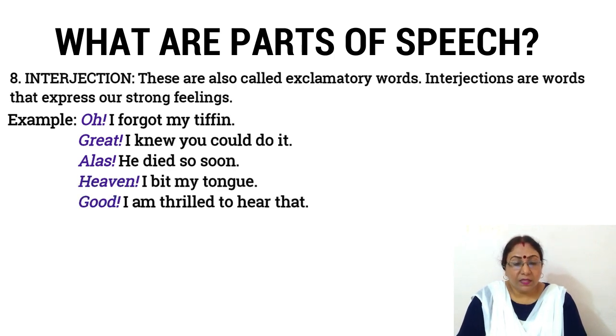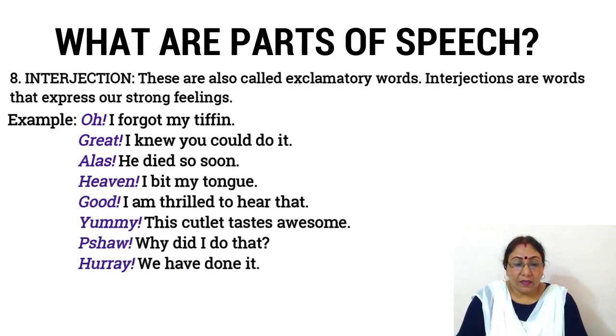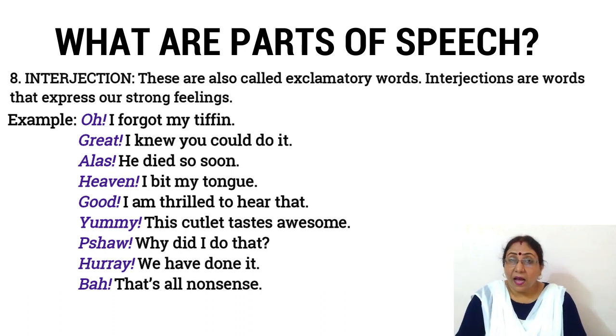Suppose if we say, oh, I forgot my tiffin. In this sentence, the word oh is the interjection. If we say, great, I knew you could do it, the word great is an interjection. Alas, he died so soon. Alas is an interjection. Heavens, I bit my tongue. Heavens is the interjection. Good, I am thrilled to hear that. The word good is an interjection. Yummy, this cutlet tastes awesome. Sure, why did I do that? Hooray, we have done it.